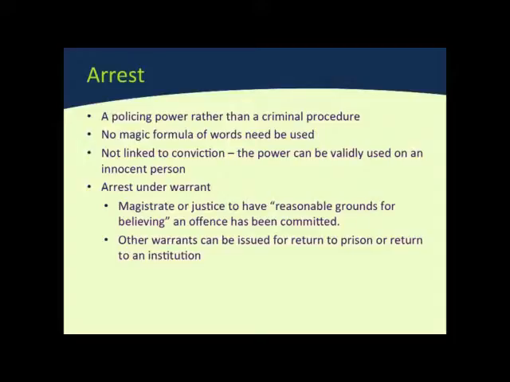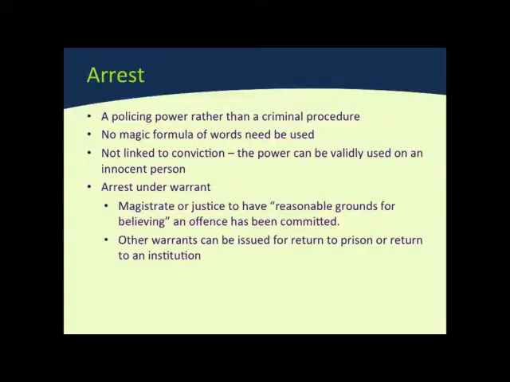Return to an institution, you'll generally see where somebody has been detained under the Mental Health Act for involuntary treatment. So they're under an involuntary treatment order, and they might be released from the treatment institution, say for a weekend, for weekend leave with their family, and then fail to return. And the police will be used to help find that person and return them to care.